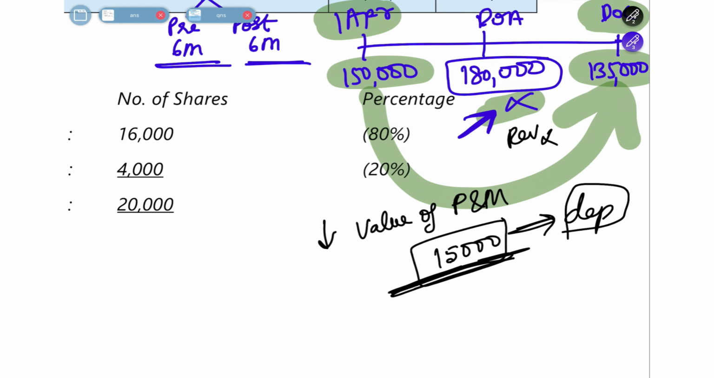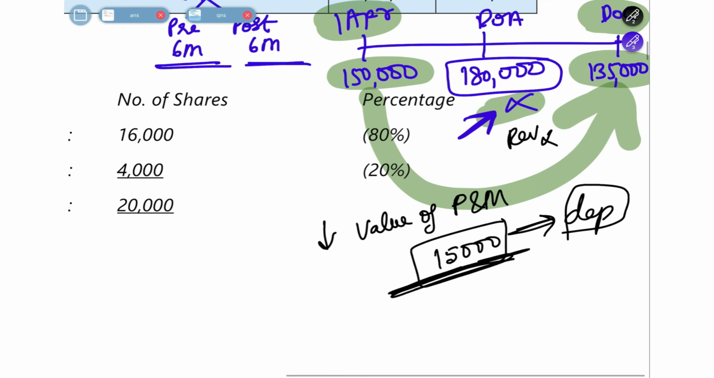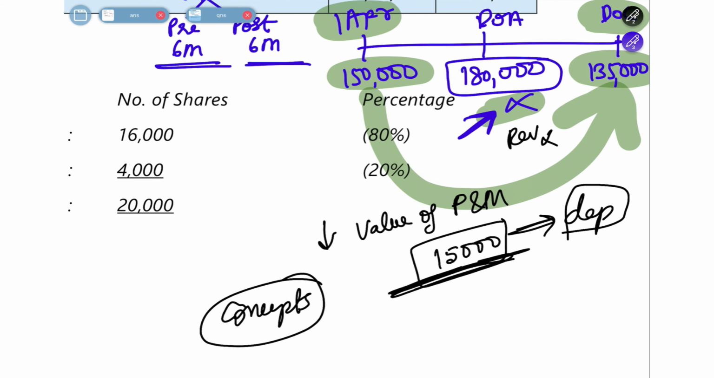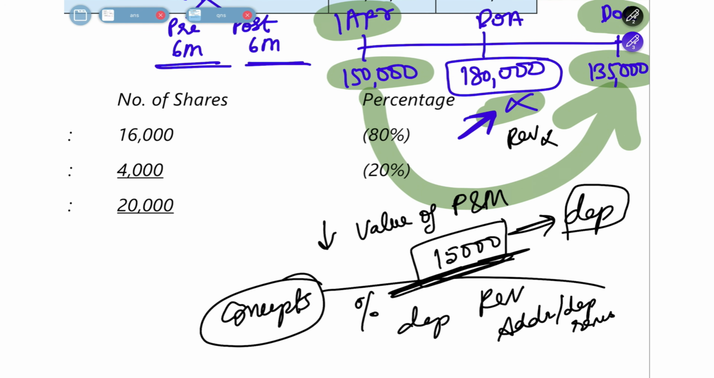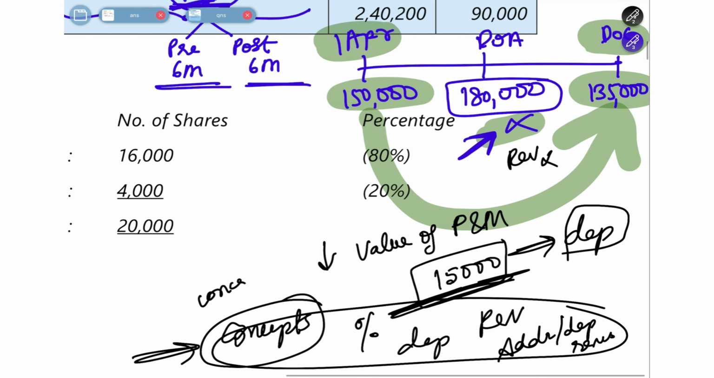Okay, so now here what you have to do is, you remember when we were doing our concepts video, I taught you how you have to find out the depreciation percentage, how much depreciation is there, what will be the revaluation effect, whether there will be additional depreciation or a depreciation reversal. So all of this I've already taught in the concepts video. If you have learned that already, you'll be able to understand what I'm going to say now, or please refer to the concepts video once and come back here.